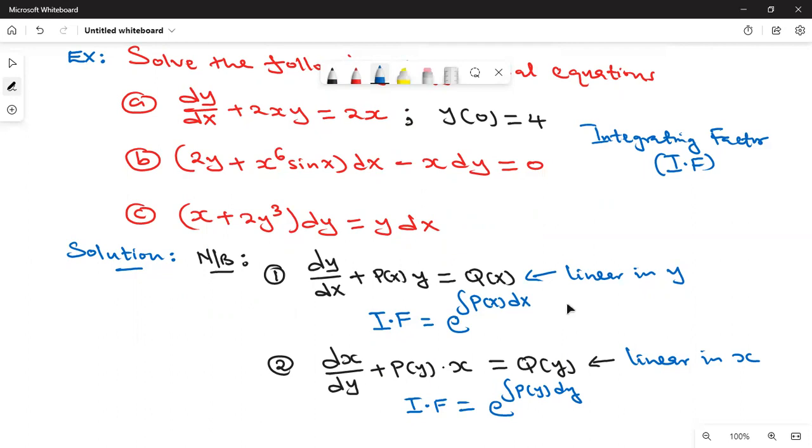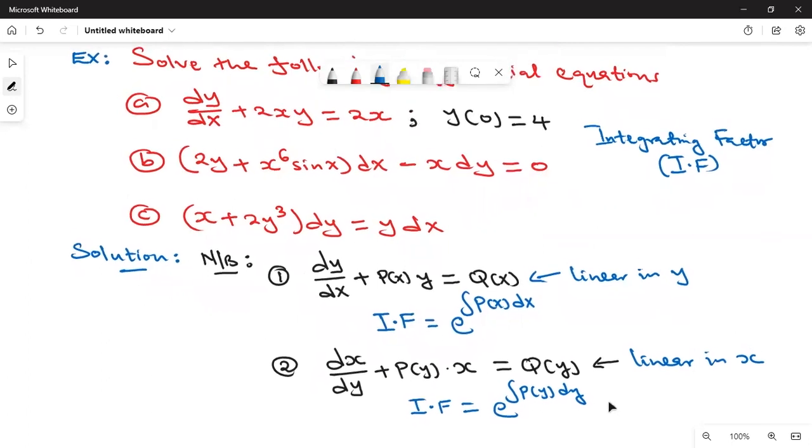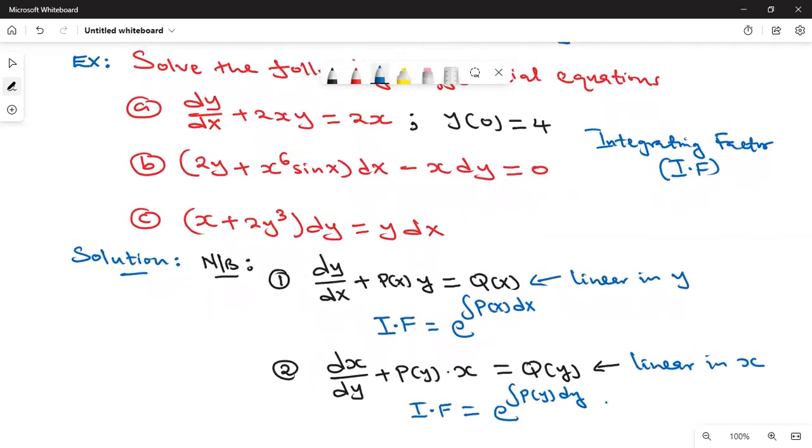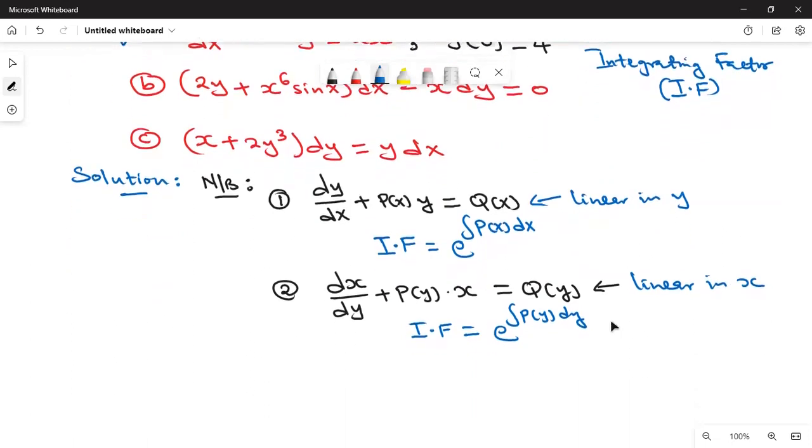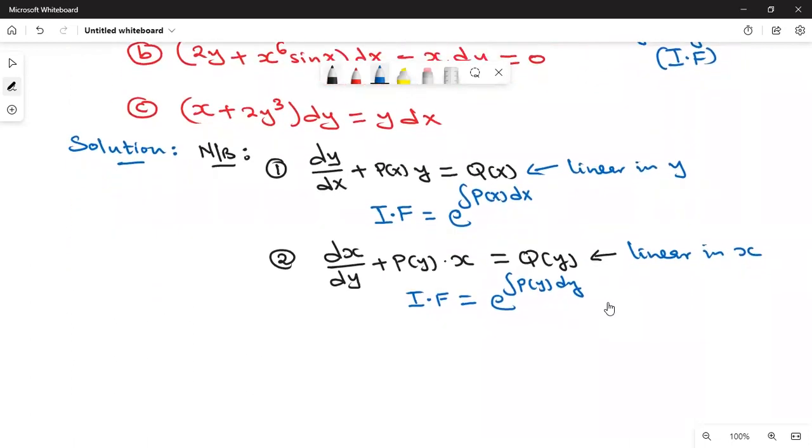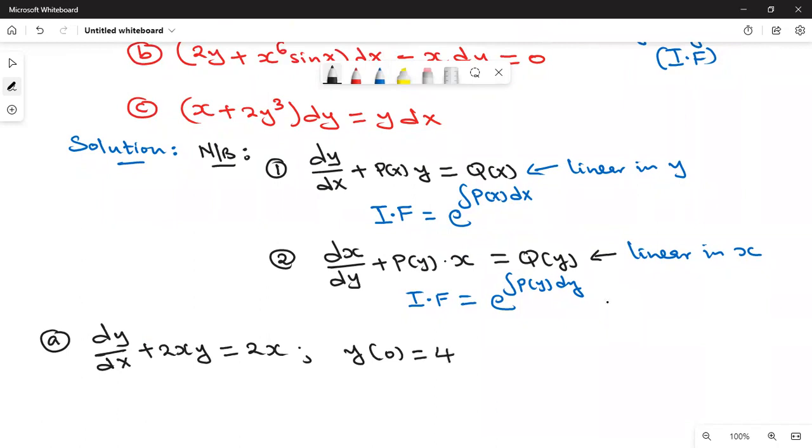So having explained the general form of a linear ODE of first order, let's now see how to solve the first part. That's A, dy over dx plus 2xy is equal to 2x. So the first one, you write A, dy over dx plus 2xy is equal to 2x. And the condition is that y, when x is 0, should be equal to 4.